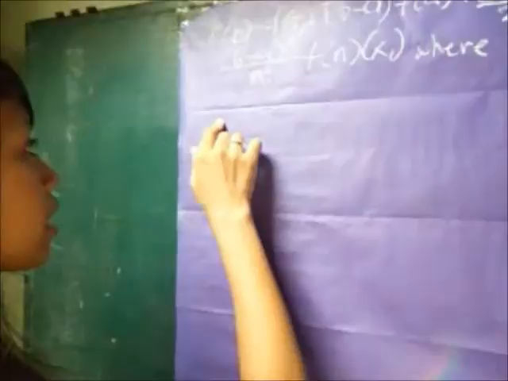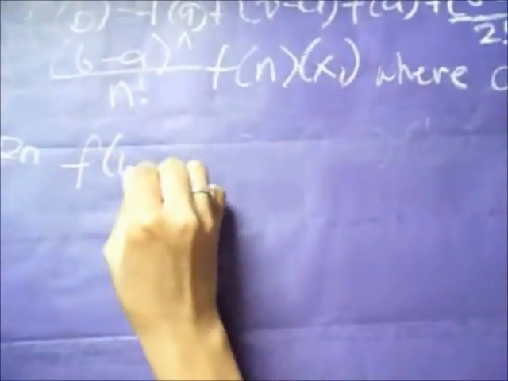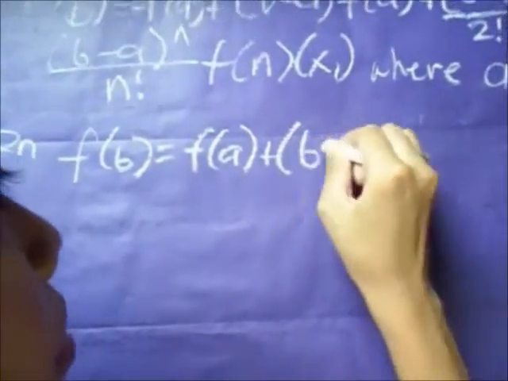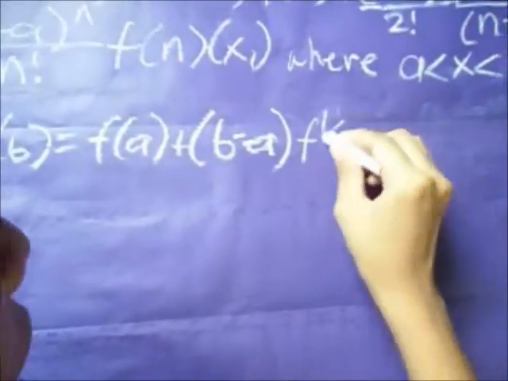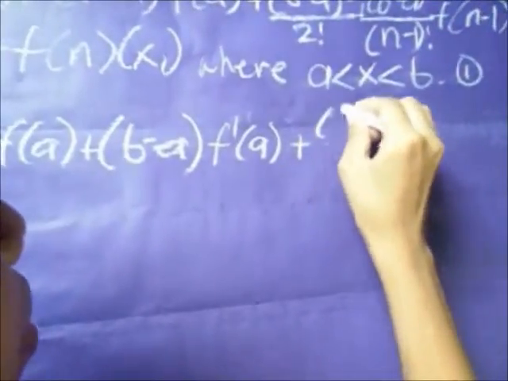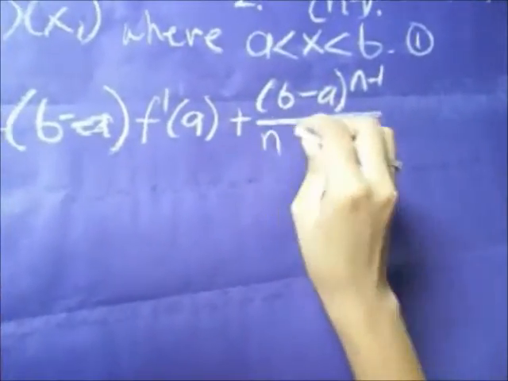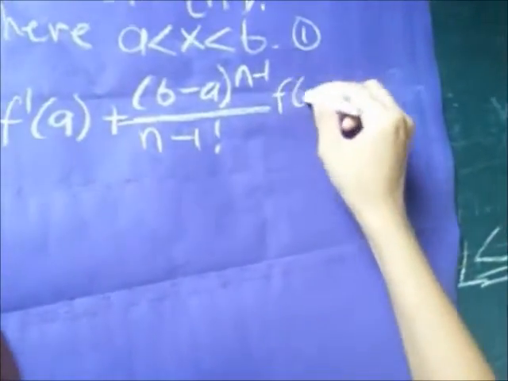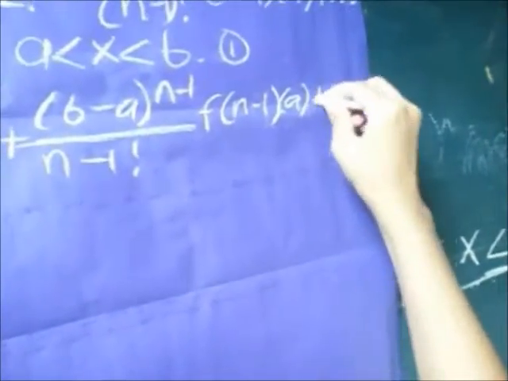Let's start proving this by letting Rn, the remainder, represent the remainder defined by the relation f of b is equal to f of a plus b minus a f prime a plus b minus a to the n minus 1 all over n minus 1 factorial f n minus 1 a plus Rn.